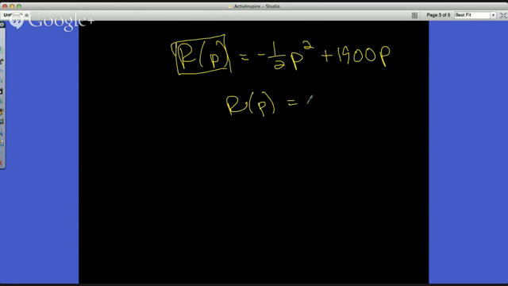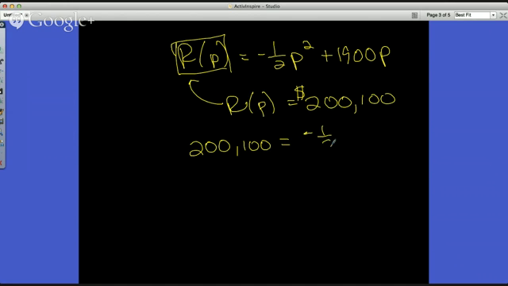All right, let's talk over this next one. The next one talks about how the revenue of John Deere tractors is $200,100. Now, it asks what unit price would be associated with this revenue. Since the revenue is this amount, we're going to put $200,100 in for R of p. So this is being plugged in where now we have negative 1/2 p squared plus 1900 p.